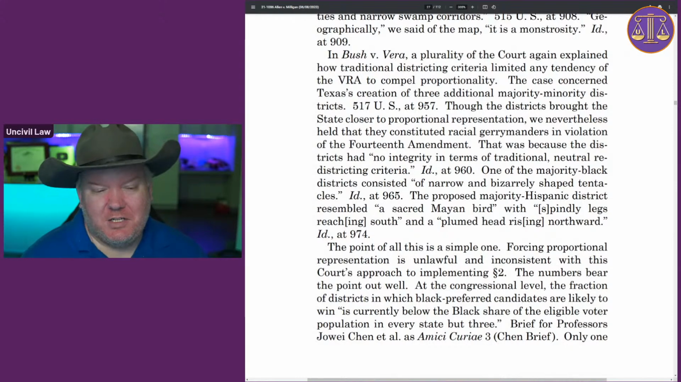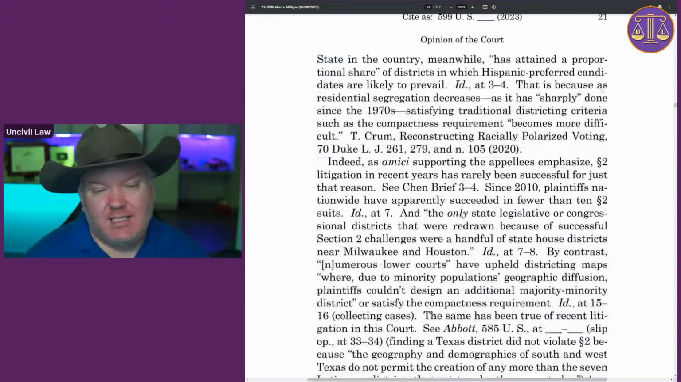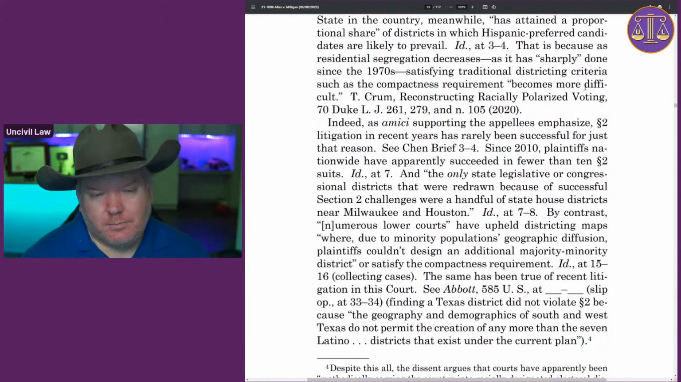Forcing proportional representation is unlawful and inconsistent with the court's approach. And the numbers bear out this approach as well. At the congressional level, the fraction of districts in which black preferred candidates are likely to win is currently below the black share of eligible voters in every state but three. Only one state in the country, meanwhile, has attained a proportional share of districts in which Hispanic preferred candidates are likely to prevail. That's because as residential segregation decreases, as it has sharply done since the 1970s, satisfying traditional criteria, such as the compactness requirement, became more difficult.